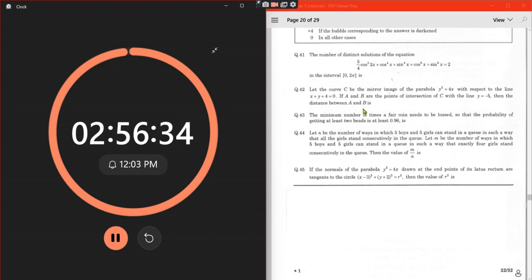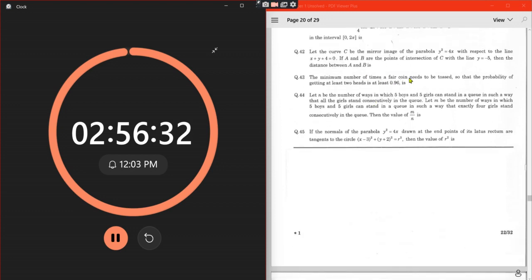Okay, और क्या है? Minimum number of times a fair coin needs to be tossed so that the probability of getting at least 2 heads is at least 0.96. Fair coin को toss कर रहे हैं, probability of getting at least 2 heads. अच्छा, at least 2 heads you see. Oh understood. Right, so let's just say n है, so just nC2 choose करनी है, and that times fair coin just 1/2 की probability, 1/2, and then the power of n, right?